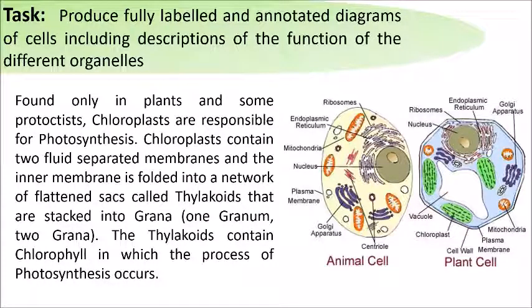Chloroplasts are responsible for photosynthesis. Chloroplasts contain two fluid-separated membranes, and the inner membrane is folded into a network of flattened sacs called thylakoids. These are stacked into grana. The thylakoids contain chlorophyll, which carries out the process of photosynthesis.